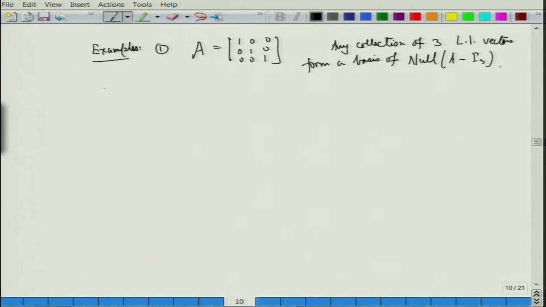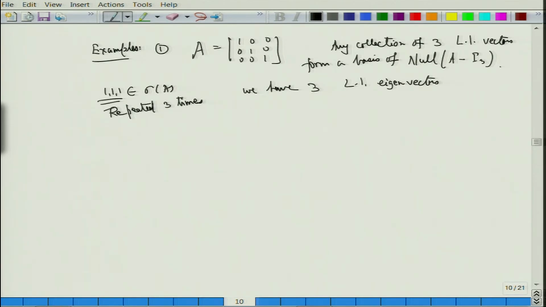So what you see here is that 1 belongs to sigma of A, that is, 1 is the only eigenvalue, repeated 3 times, and we have 3 linearly independent eigenvectors. One collection you can take is 1 with e1, this is one pair, another pair is this, and the third pair is this, the standard basis of R3. Or you can take any 3 and do it, fine.